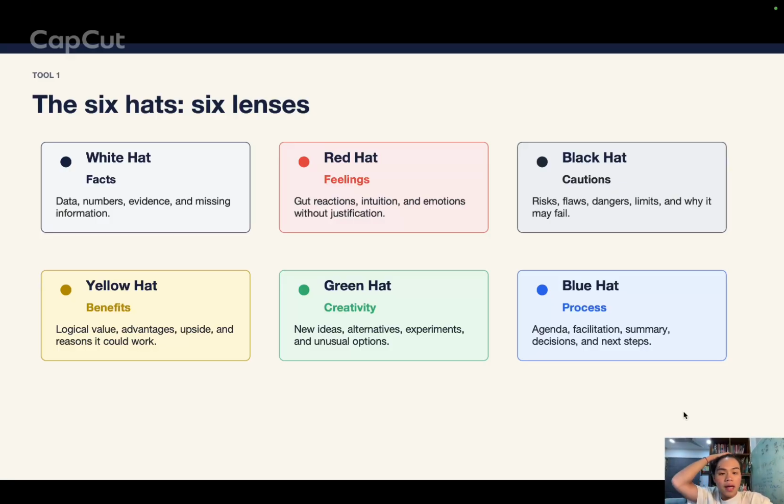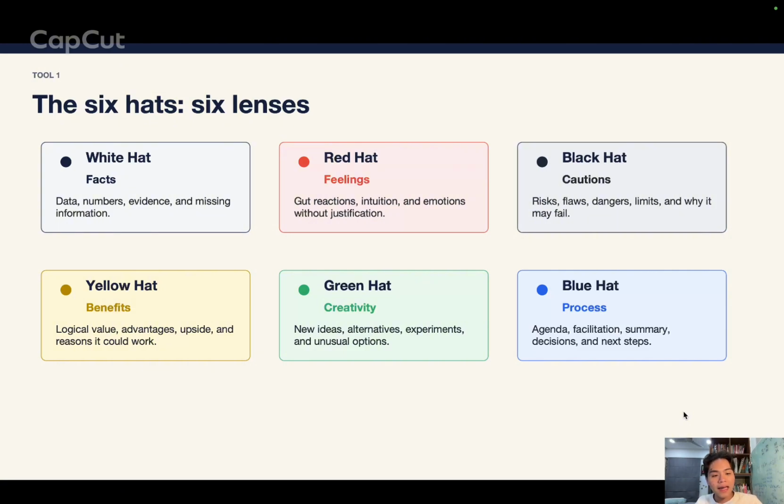The next one is the red hat. The red hat is about feelings, people who care about the emotions. So they are allowed to express intuitions, emotions, and their reactions without having to justify them. So someone might say, "Oh, I don't feel comfortable with this option," or they might say, "I have a good feeling about this idea." So those are the people with the red hat that care about feelings.